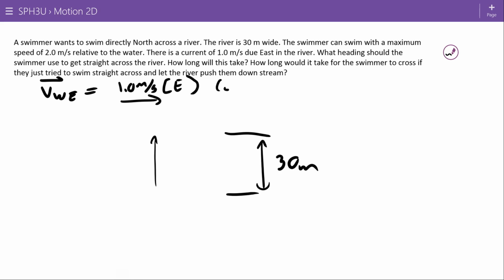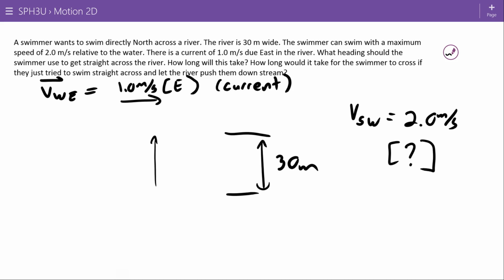That's our current. And we know that the velocity of the swimmer relative to the water has a magnitude of 2.0 meters per second. That says the fastest they can go, but we don't know the heading. What heading should the swimmer use to get straight across the river? How long will this take? How long would it take them to swim across if they just let the current push them downstream?